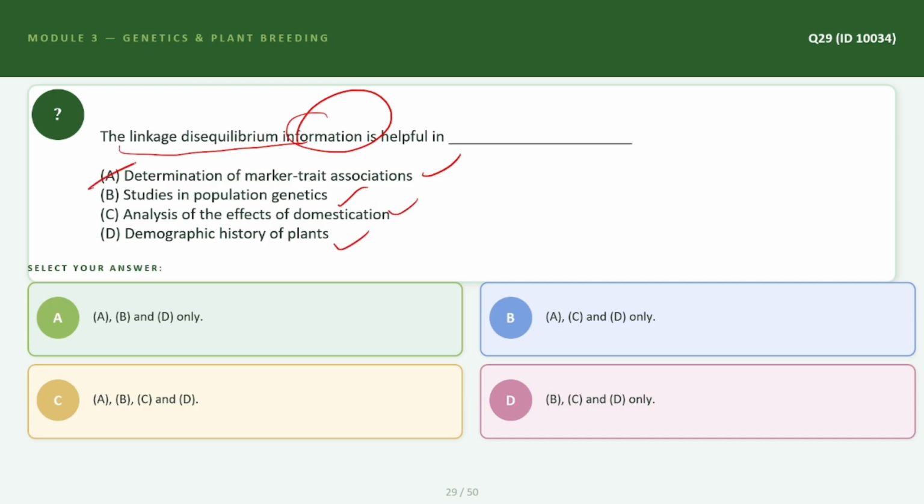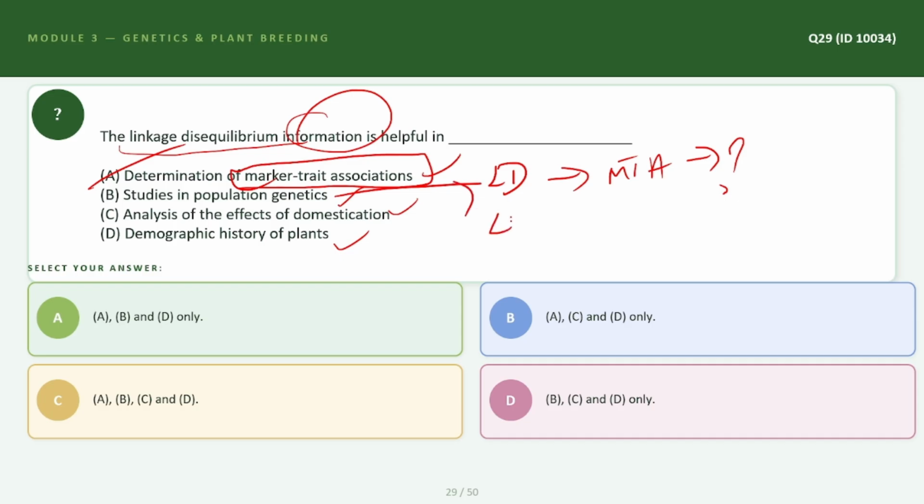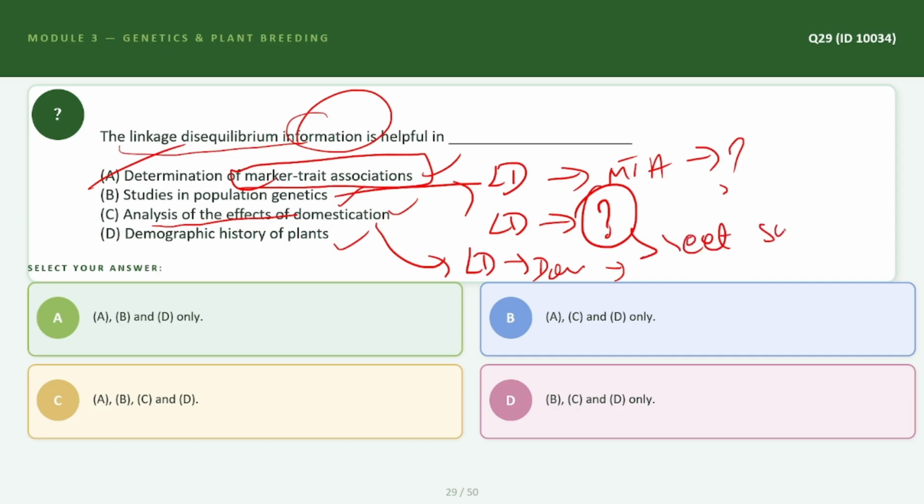But if you want in-depth, detailed information, for example, how LD is useful in MTA, you should question yourself. And how LD is helpful in population genetics, in which aspect, and in the analysis of domestication, how LD helps in the domestication pattern. I think many of you know the selective sweep mechanism, selective sweeps, selection signatures.